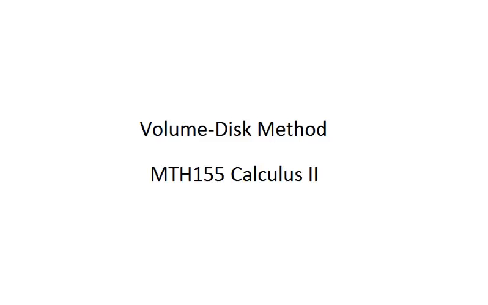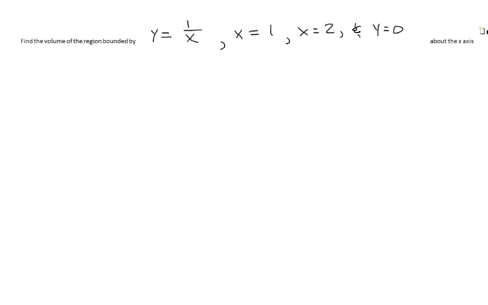In this video, we're going to take a look at how to calculate volume using the disk method. And in this first example, we have: find the volume of the region bounded by y is equal to 1 over x, x is equal to 1, x is equal to 2, and y is equal to 0, about the x-axis.